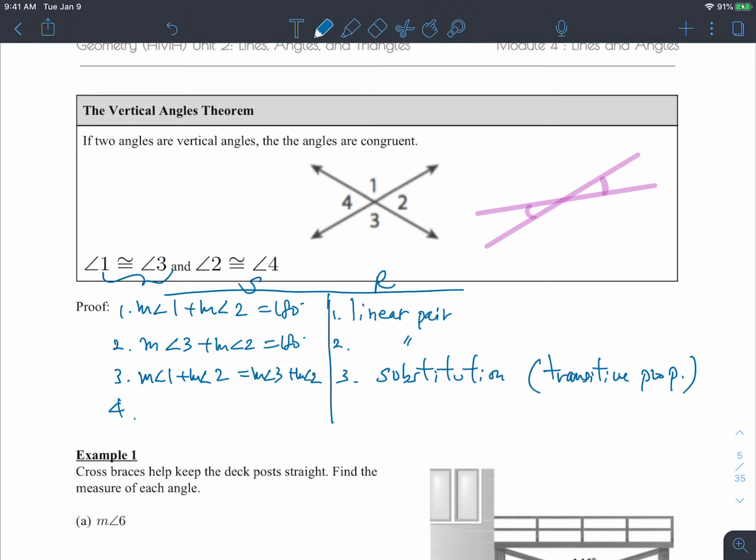Okay. At this point, what do you notice about this relationship? That's right, the 2 is equal on both sides. If you take it away, what do we have remaining? The measure of angle 1 is equal to the measure of angle 3, and that is by the subtraction property of equality. Okay, so that's it, guys. That is the proof. And angle 2 and 4 are the same for the same reason. So this is now called the vertical angle theorem, and we'll be using it quite often.